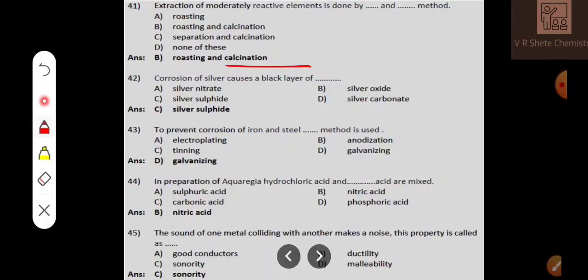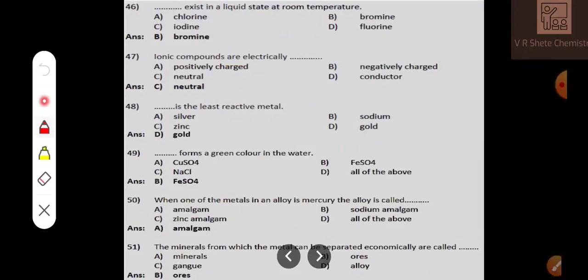Aqua regia is a mixture of nitric acid and hydrochloric acid in the ratio of 3:1. The sound produced when one metal collides with another, a ringing sound, is called sonority. Bromine exists in liquid form.